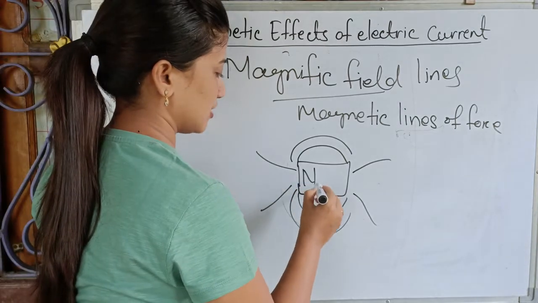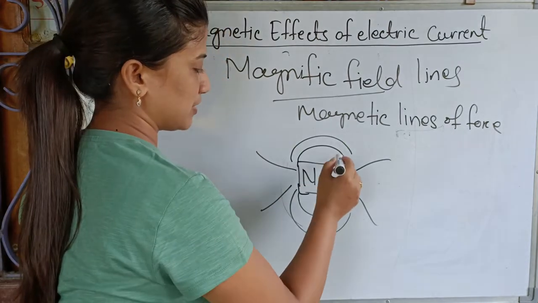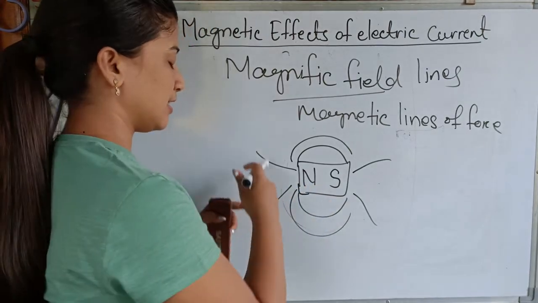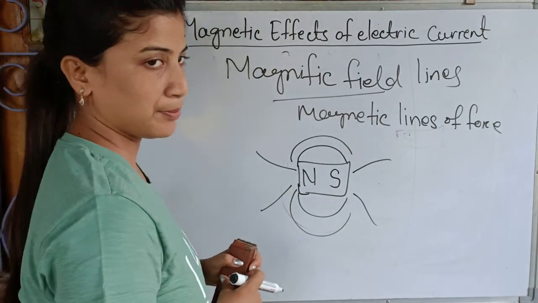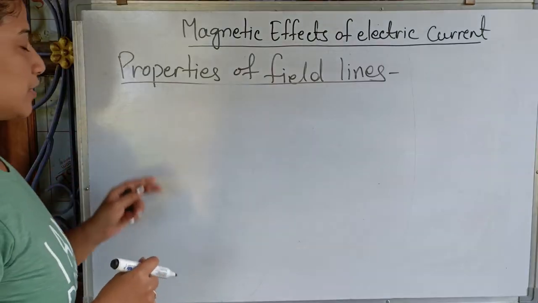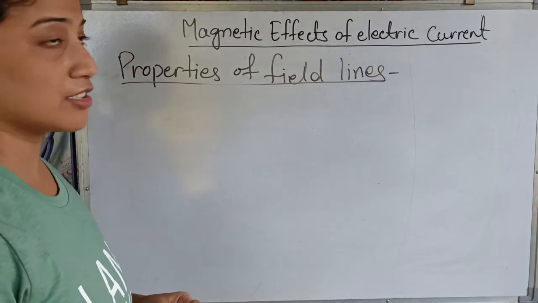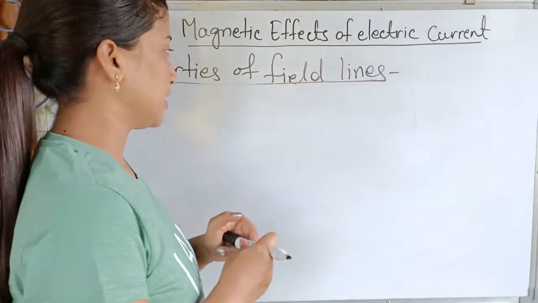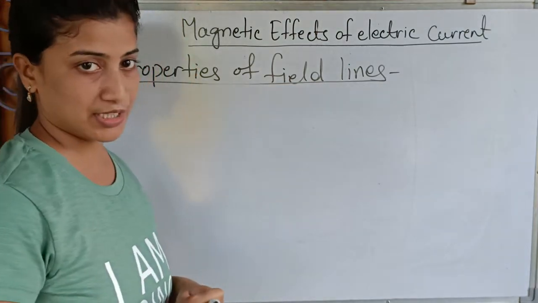Okay, so now this is the North Pole and this is the South Pole. You have seen this is a bar magnet, and in the case of a bar magnet, this is the shape of the magnetic field lines. The topic that we want to cover is the properties of field lines. So there are some specific properties of magnetic field lines that we are going to discuss here.